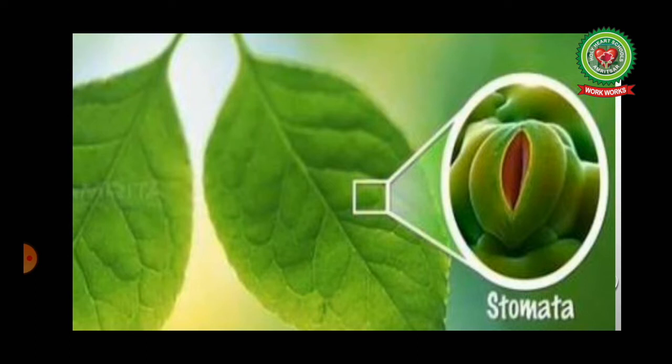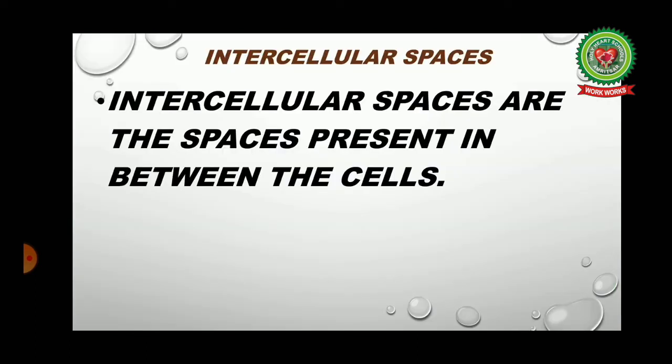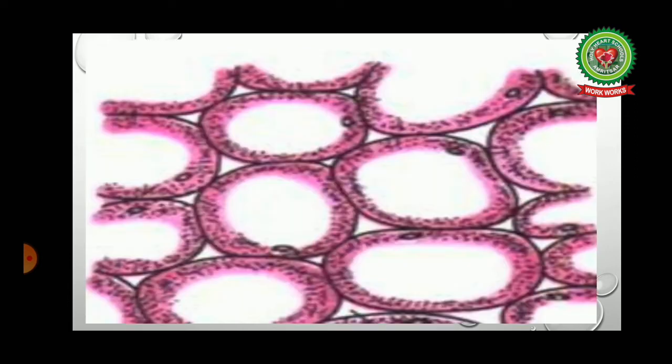Now next is intercellular spaces. Intercellular spaces are the spaces present in between the cells. Now look at this diagram. So many cells are there, and in between the cells the intercellular spaces are present, and through these intercellular spaces exchange of gases occurs.